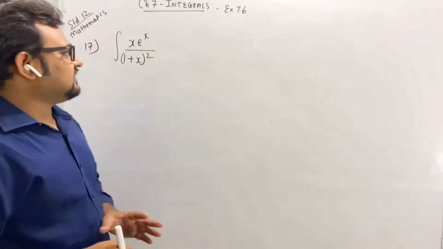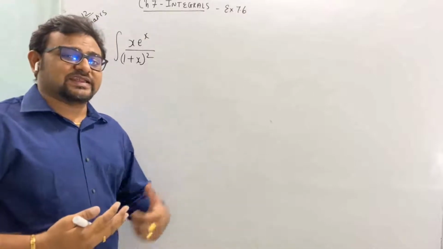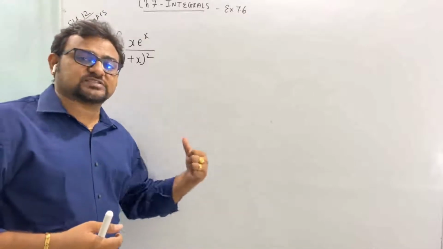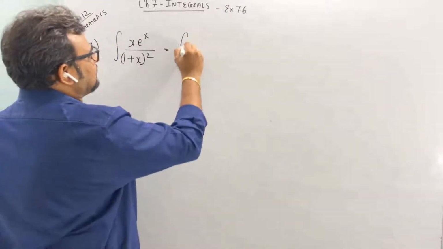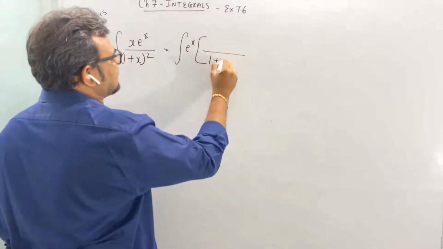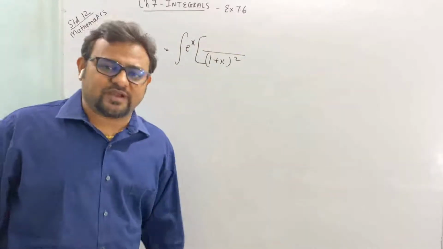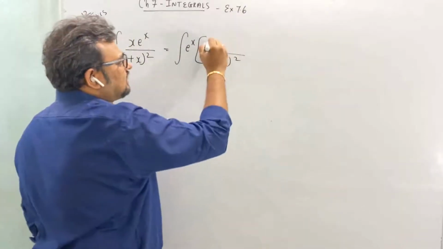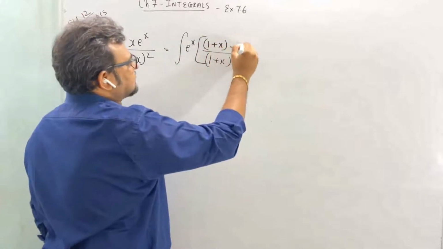So remember, students, whenever there is e raised to x, you have to think whether it is the type of sum e raised to x [f(x) plus f'(x)]. Okay, so what I will do here, e raised to x, now it's (1 plus x) whole square. I will split the numerator, it's x. So what I will write down? 1 plus x minus x.